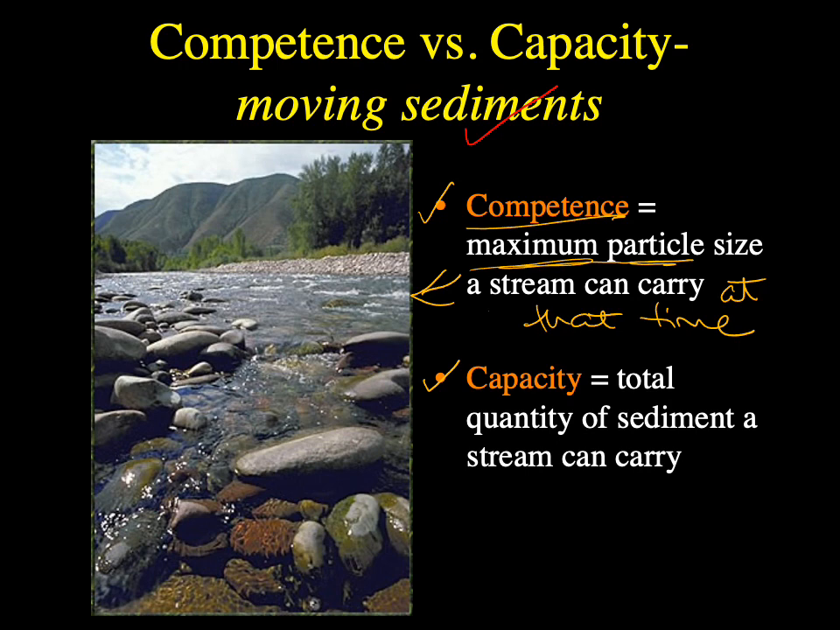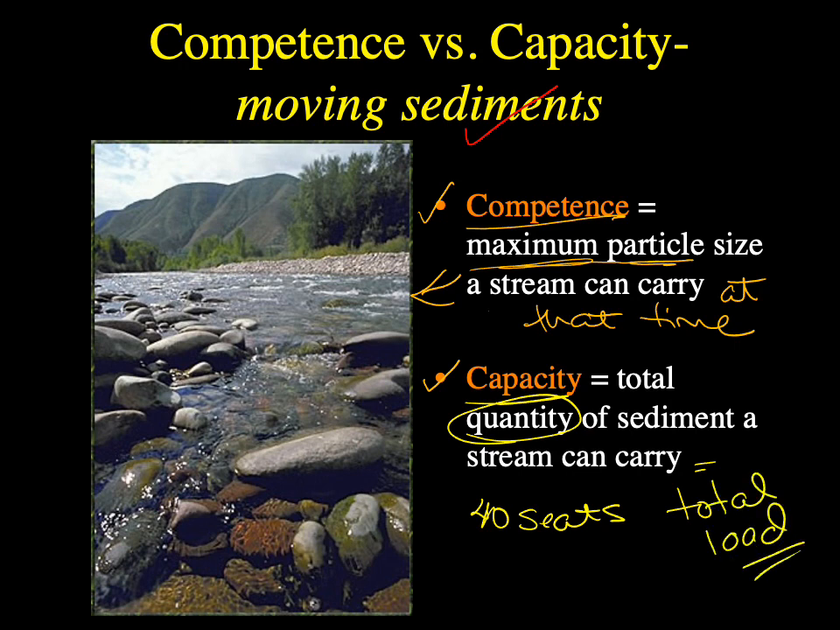Now the capacity is a little different. Think about what is the capacity of a classroom, right? Usually the capacity of something says 40 people or 40 seats, something like that. So the capacity is the total quantity of sediment. So you can say, like the total load. What's the total amount of sediment that a river can carry? That is the capacity. And again, the capacity will change under different flow conditions. If a river is flowing under very calm, quiet conditions, it will have a low capacity. But when it's flooding, it will have a much larger capacity.